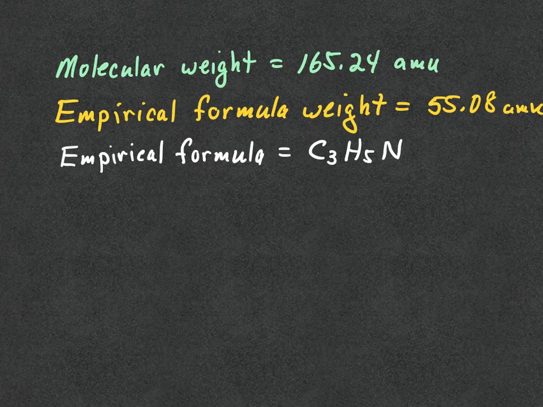So here's our important information carried to a new page where we have room to work. We found out our molecular weight is 165.24 atomic mass units. Our empirical formula weight is 55.08 atomic mass units. And the empirical formula is C3H5N. Okay, now, what we want to know is how many empirical formulas we need to take. How many times do we need to multiply this to get that? And so the easiest thing to do is take that divided by that.